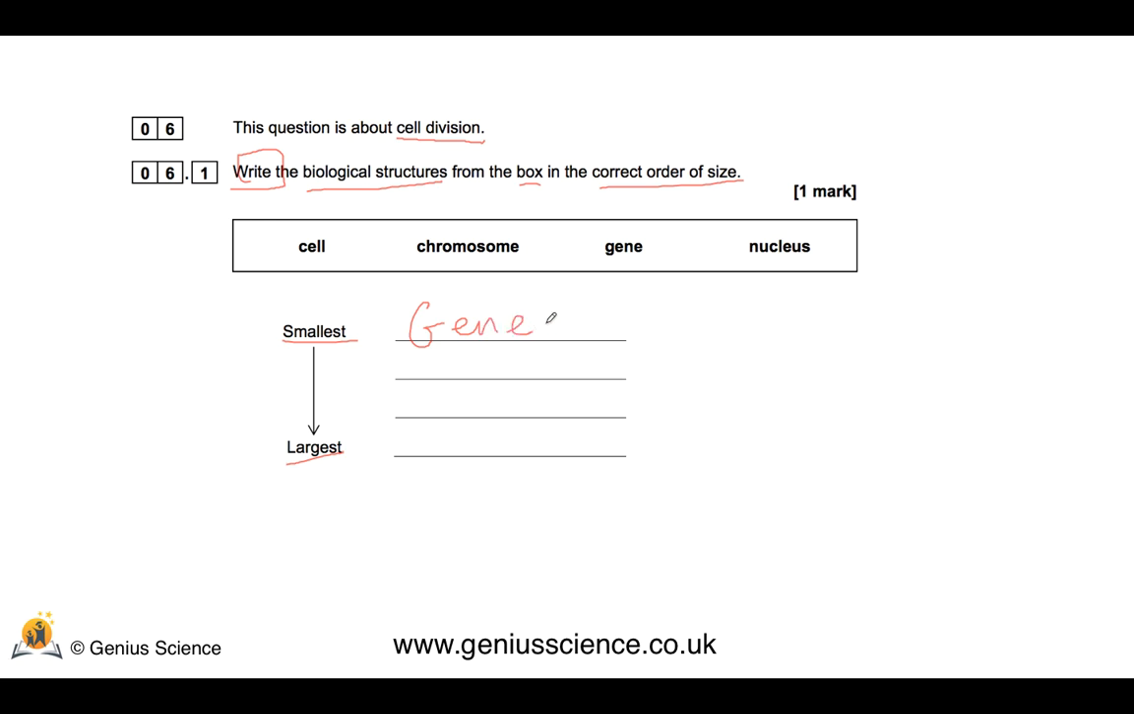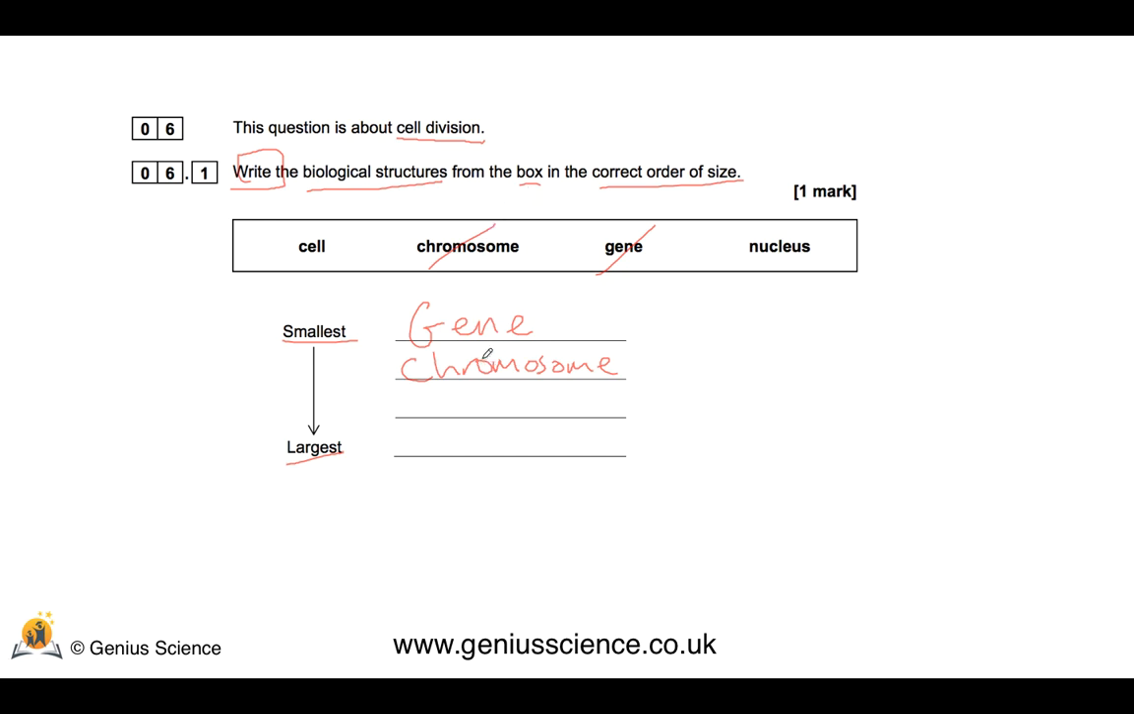Again, it's all about knowing your definitions. Okay. And multiple genes make up a chromosome. A chromosome is one extremely long molecule of DNA made up of genes. So that would put the chromosome there as our next one. And then, when we've done that, it's probably good to cross them off as well so we know.